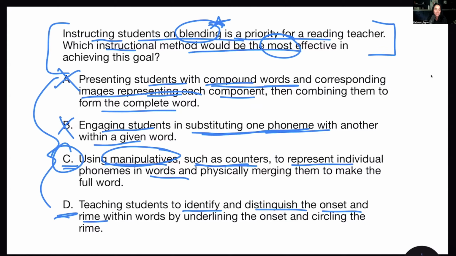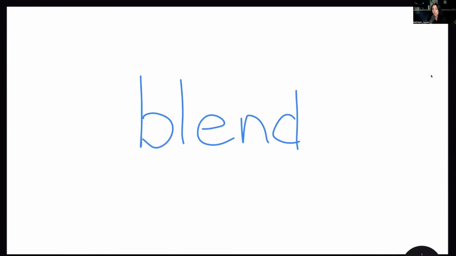Let's go ahead and discredit D, teaching students to identify and distinguish the onset and rhyme within words. Let's talk about onset and rhyme. All right, let's take the word blend and talk about the onset and rhyme. Well, the onset is the initial consonant sound or consonant cluster in the word. So bl would be the onset.